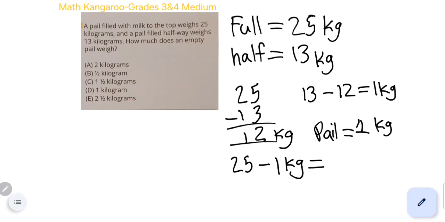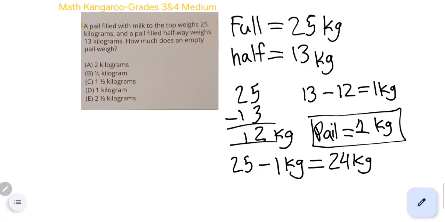Wow. Which means that if we do 25 minus 1 kg, we can get the amount of milk that is in the pail if it is full. And that means that a full pail of milk, but only the milk, weighs 24 kgs. And since they're asking how much does an empty pail weigh, well, since the pail weighs 1 kg, that is our answer. And in the problem, our answer is D.